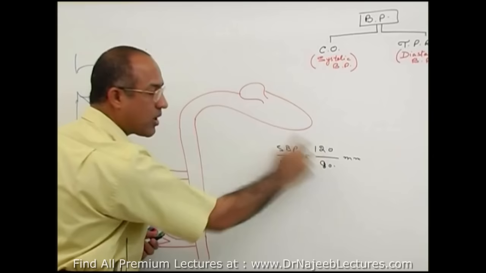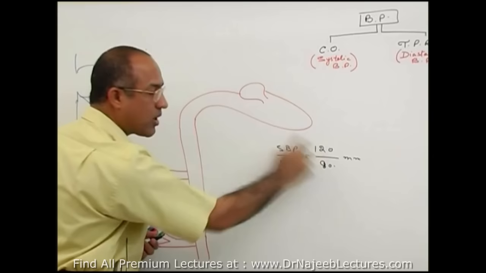Now we have to see how blood pressure goes down. Number one, beta 1 receptors are present on the heart. Beta 1 receptors are present on the SA node, they are present on the AV node, and the myocardium also has beta 1 receptors. Right? Now, when you block the beta 1 receptors, what happens?